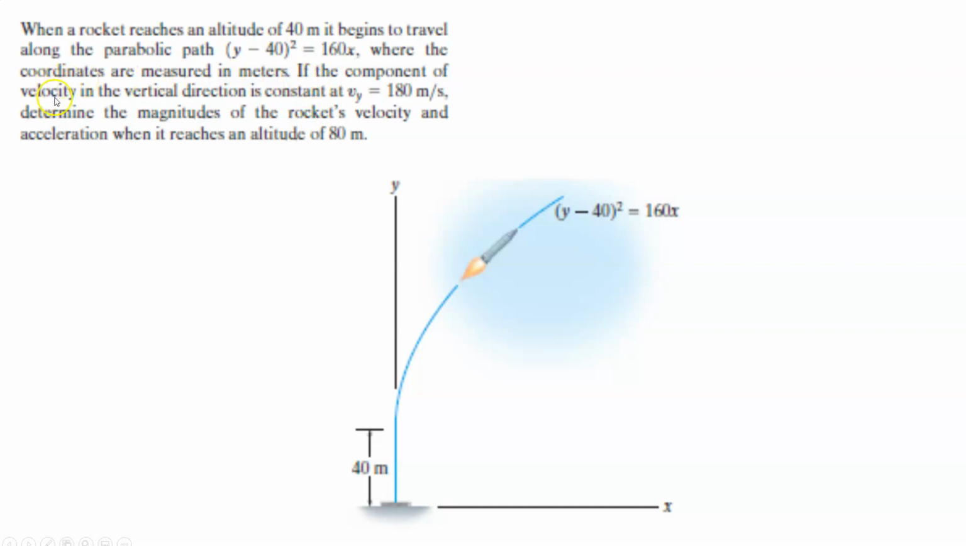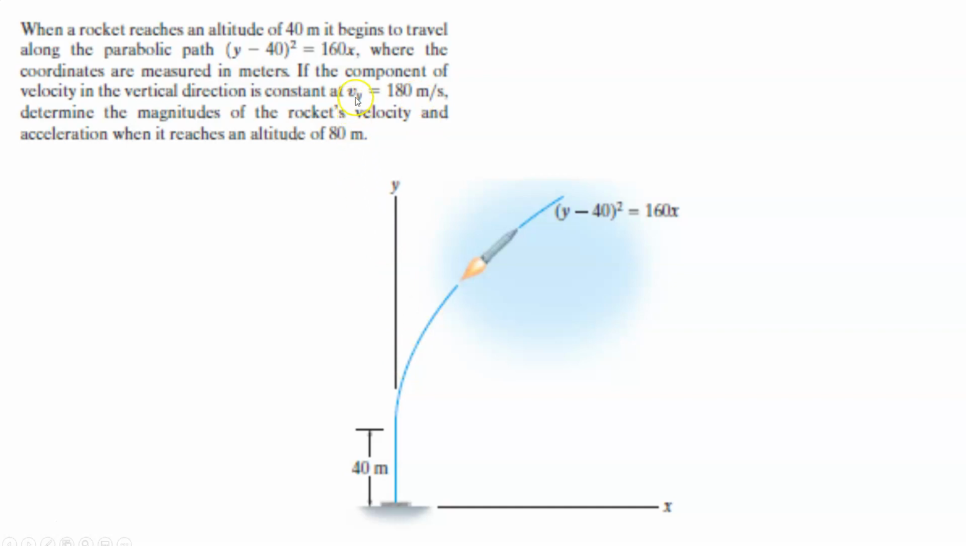If the component of the velocity in the vertical direction is constant, the velocity going in the y direction only, the y component is 180 meters per second, determine the magnitudes of the rocket's velocity and acceleration when it reaches 80 meters. So let's think about what this is saying here. They talk about the component in the y direction. It's going to be constant at 180 meters per second.